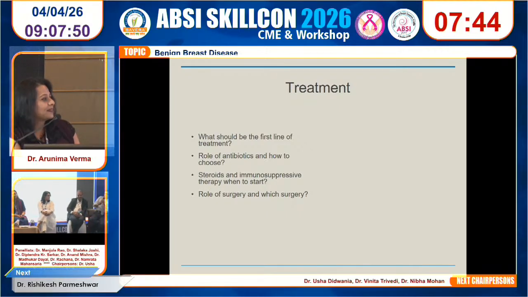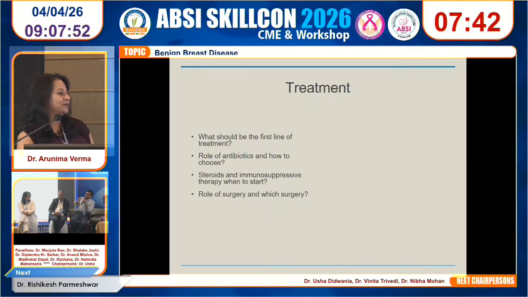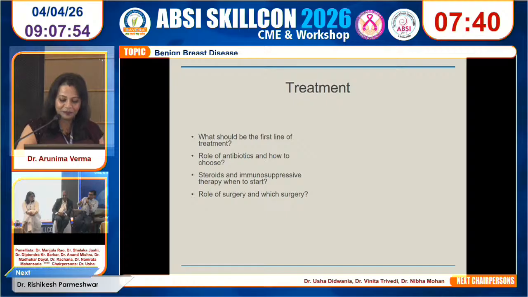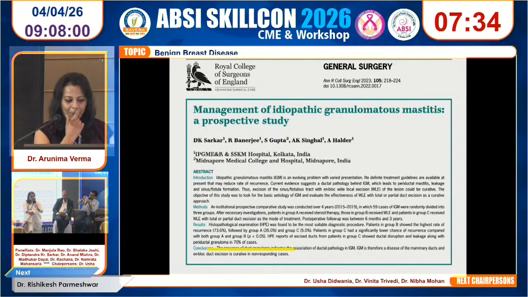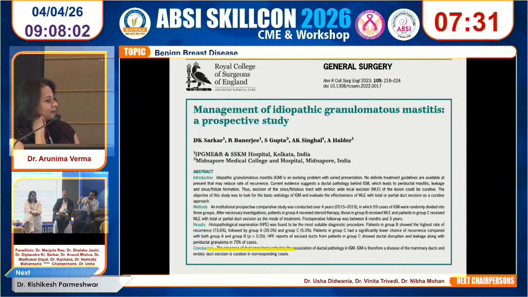Well, as I said, if you look into my study, which I published in the Annals of Surgery, it had 3 arms. Arm A was steroid, arm B was wide local excision, and arm C was total duct excision and en bloc removal of the lump and the sinus.